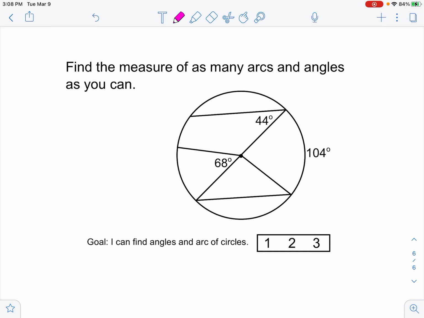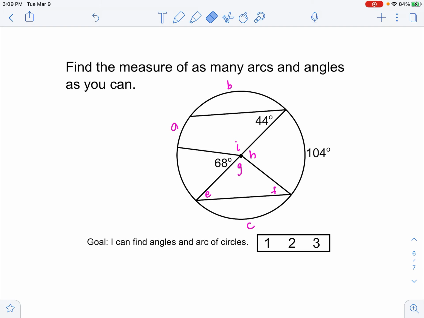Okay. All right, one last one. Find the measure of as many angles and arcs as you can. Okay. So start wherever you like. Once again, we have lots of angles, lots of arcs. We can find everything. So what I'm going to do is I'm going to go around in a circle. A, B, that's already done. C, D. And I'll do all my angles. E, F, G, H, I. That's all that I see. If there's more, nope, there isn't.